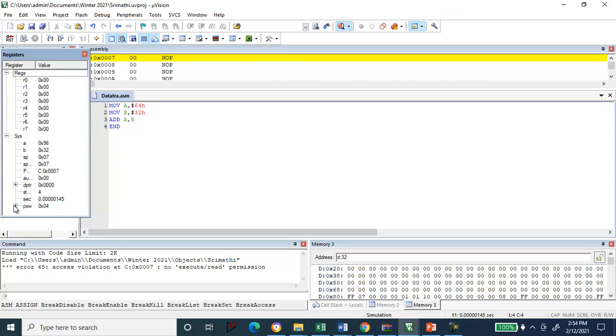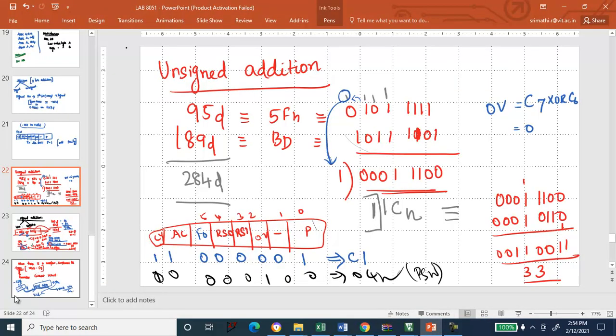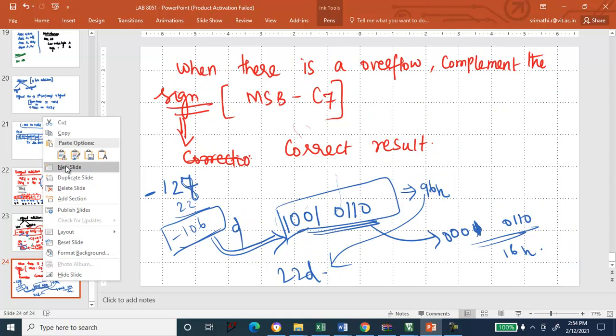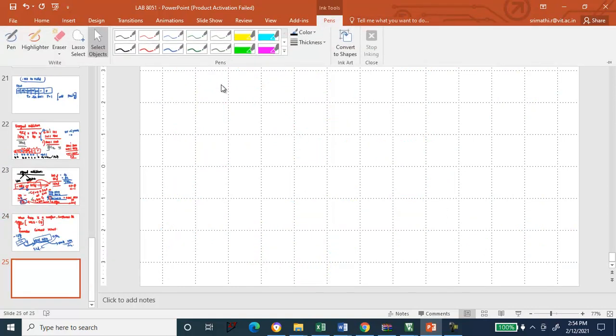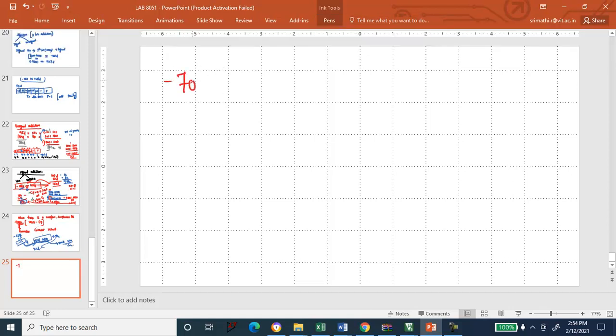You are adding plus 100 and plus 50. Similarly, you can add these two numbers and tell me the correct answer. This is for your work. So add minus 70 decimal with minus 80 decimal. Check out the answer.